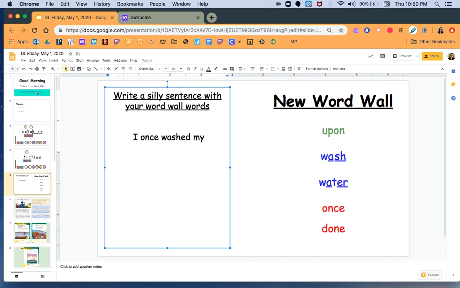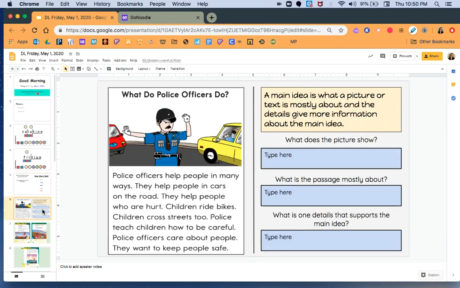my, what would I wash? My shoes in blue water. Would that be kind of silly? Yeah, I wouldn't really want to wash my shoes in blue water. So let's see how many words I used. I got to use 1, 2, 3. See if you guys can beat me with a silly sentence. I bet you can come up with an even sillier sentence, and then you could draw a picture of that silly sentence if you wanted to.